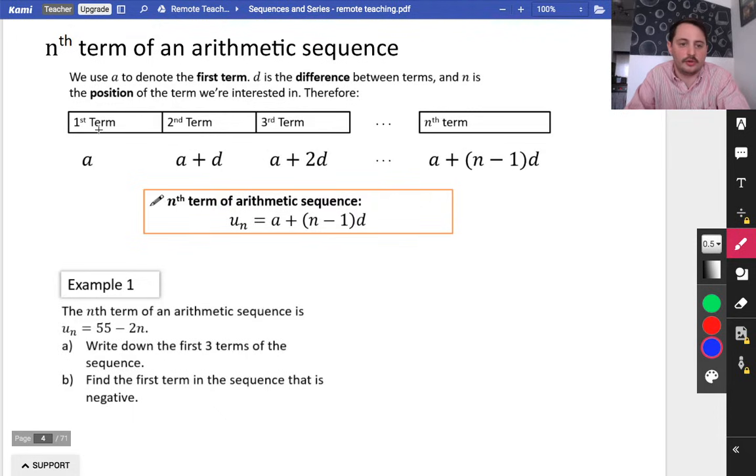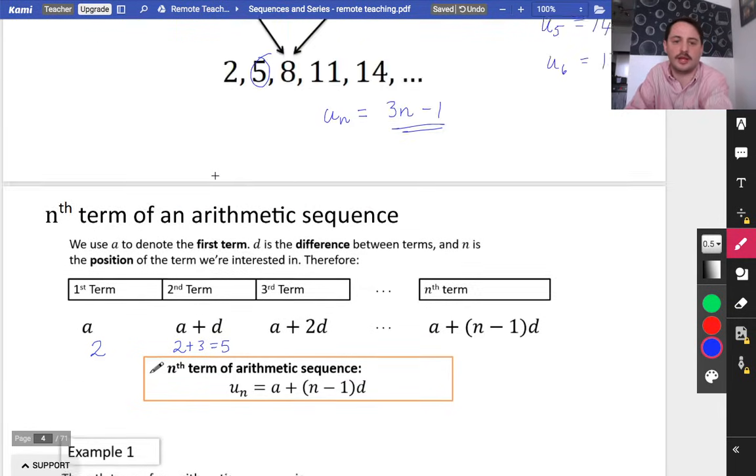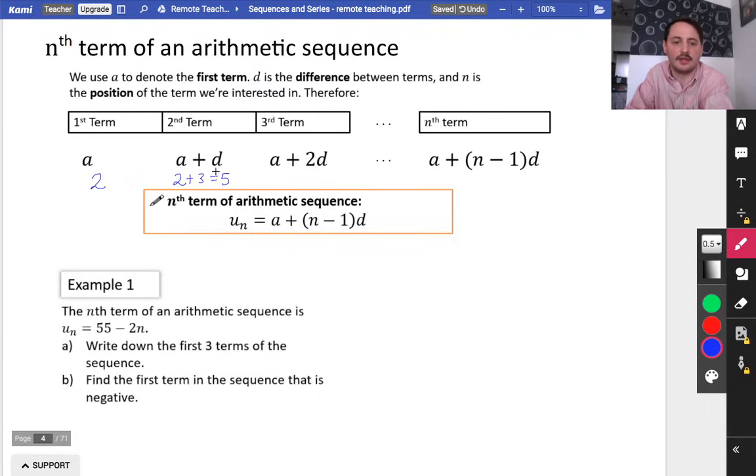So for example, the first term is just a. The second term, you'd take the first term and add on the common difference. The example we just had on the previous page started with 2, and to find the next one, you would add on the common difference and get 5. Let's have a quick look. Yeah, it goes 2, 5, 8. So the next one would be 2 plus 2 times the common difference, which is 2 plus 6, which is 8. So you can see how this sequence is working.